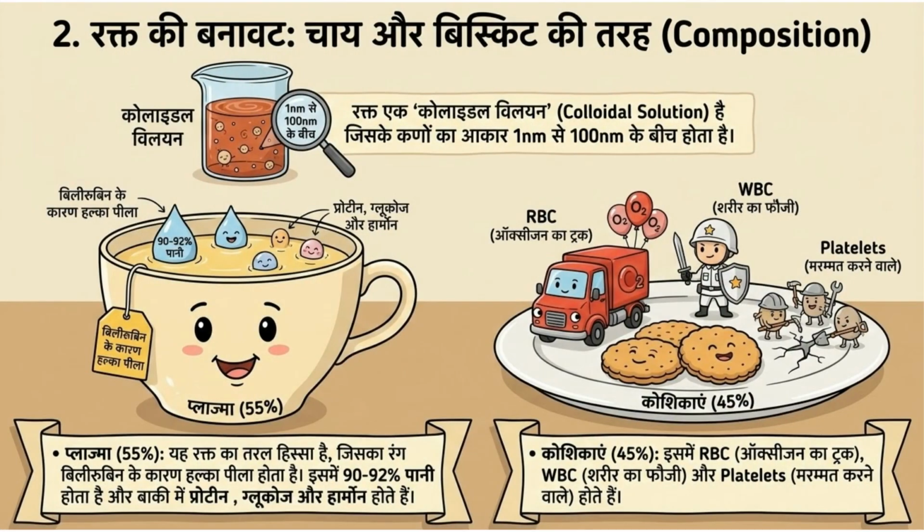Blood is a colloidal solution composed of two parts: plasma, 55%, the liquid, yellowish part containing water and proteins, and cells, 45%, the solid part, including RBCs, WBCs, and platelets.